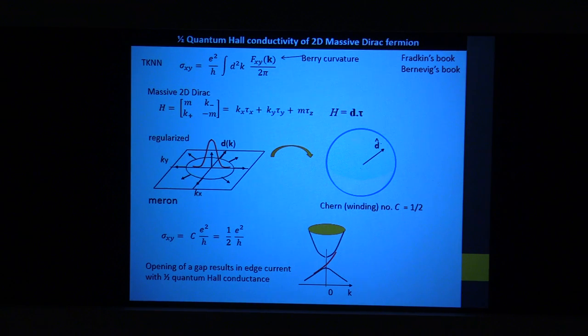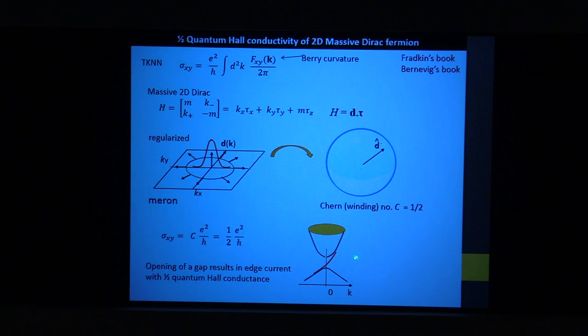We're opening a gap here. Then you can write it in this form, in the pseudo-magnetic field D. And you see that for this node centered at the gamma point, D will be a Majorana-like distribution. Well, you have to regularize it so that it falls off to 0 far away. And now you do this famous mapping to the unit D sphere. It only covers half the sphere. And therefore, the Chern number is a half, and that immediately tells you that the Hall conductivity is 1/2.